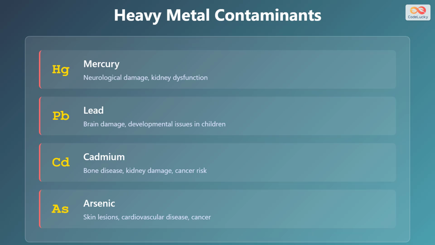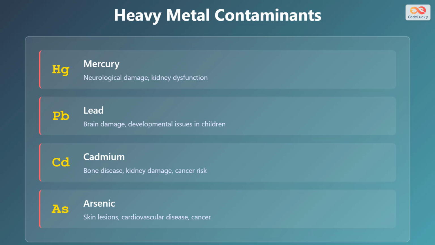Heavy metals are particularly dangerous water pollutants because they don't break down and can accumulate in living organisms. Mercury, with the chemical symbol Hg, causes severe neurological damage and kidney dysfunction. It often enters water bodies from coal-fired power plants and mining operations. Lead, symbol Pb, is especially harmful to children, causing brain damage and developmental issues. It comes from old pipes, paint, and industrial sources.